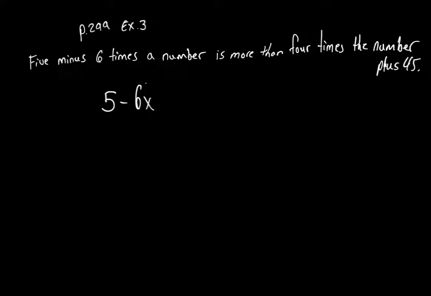And so our key to look at is this part right here, is more than. That tells us that we're going to have to use the more than sign. And if you know what more than is, it should be that one, where the left side is greater than the right side. Now we can continue: 4 times the number plus 45. So here we've written the inequality, and all we have to do now is solve it.